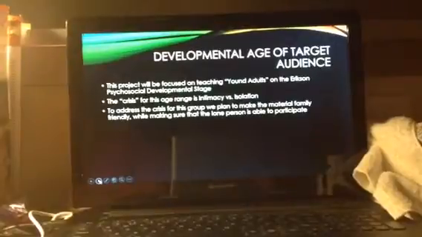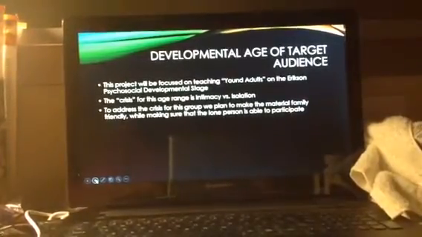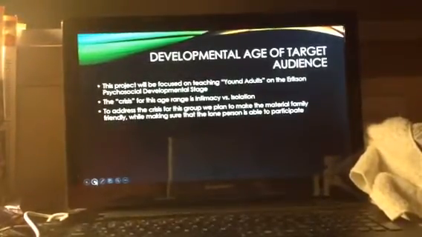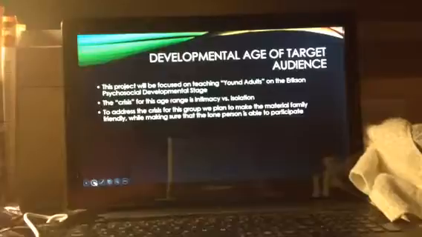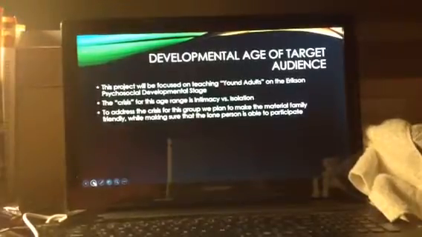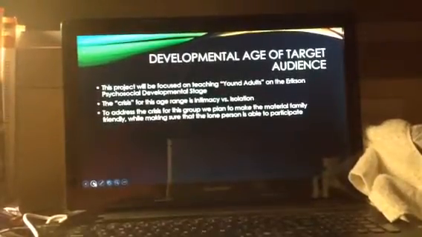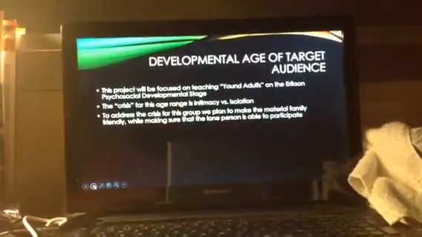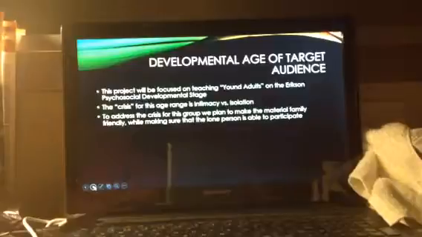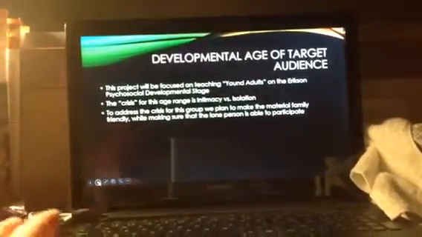Developmental age of the target audience. This project will be focused on teaching young adults on the social developmental stage. The crisis for this age range is intimacy versus isolation. To address the crisis for this group, we plan to make the material family-friendly while making sure that the lone person is able to participate.